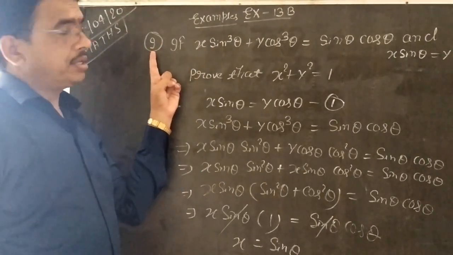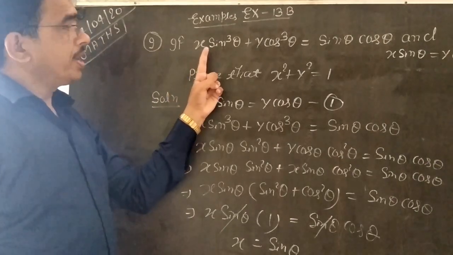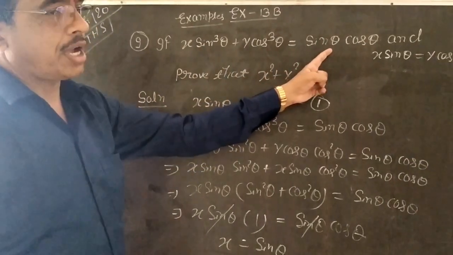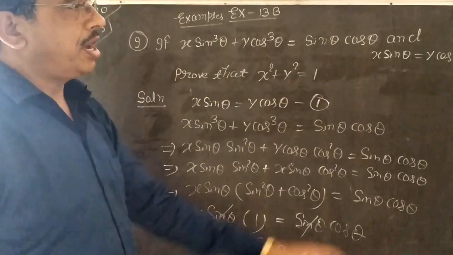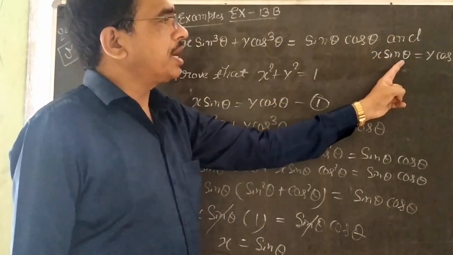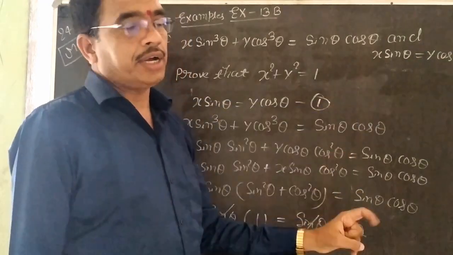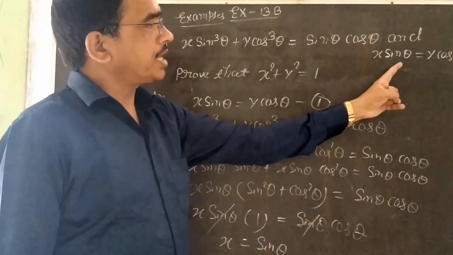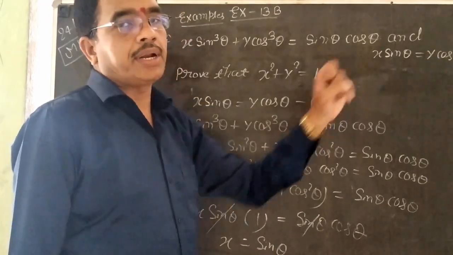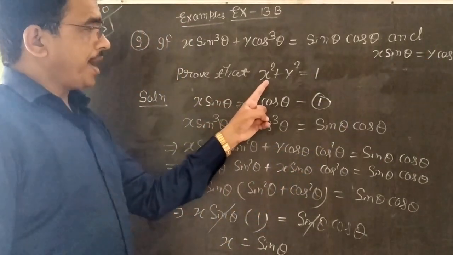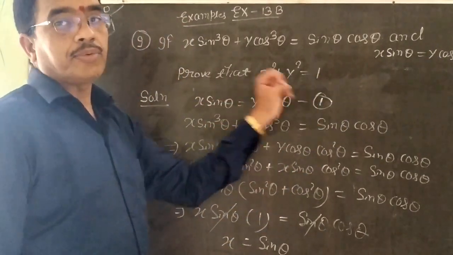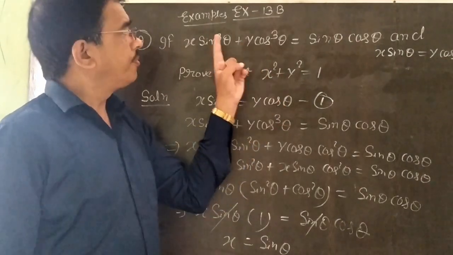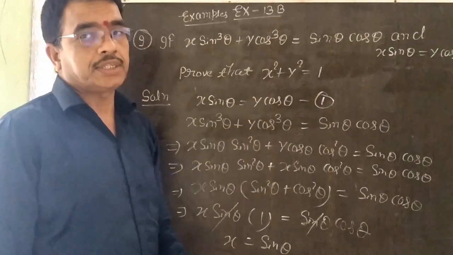See exercise 13, question number 9. That is, if x sin cube theta plus y cos cube theta is equal to sin theta into cos theta, and x sin theta is equal to y cos theta, it is given. That means this line and x sin theta is equal to y cos theta are given, and you have to prove x square plus y square is equal to 1. That means you have to find the values of x and y from these two equations.